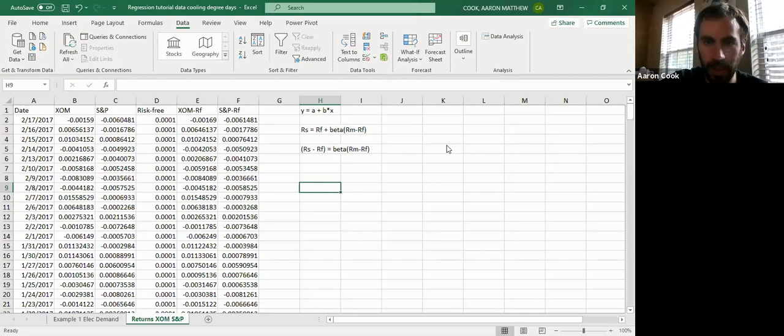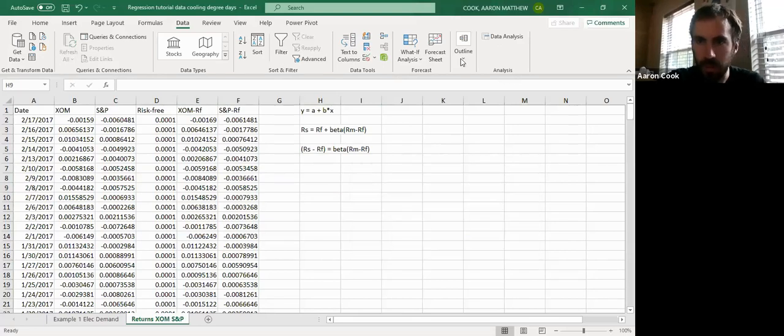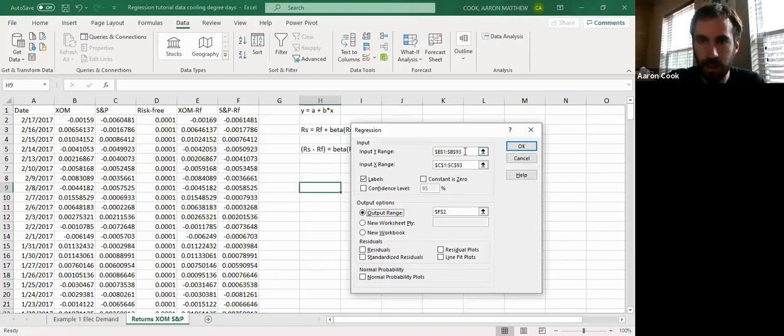And so we can do the same process as we just did for cooling degree days, by selecting for our Y variable the stock minus the risk-free rate.